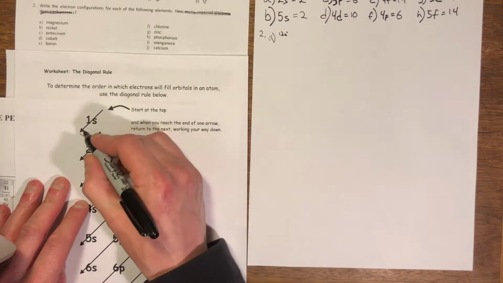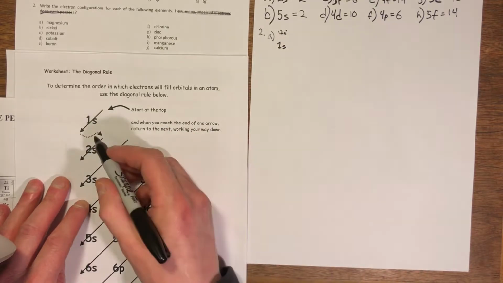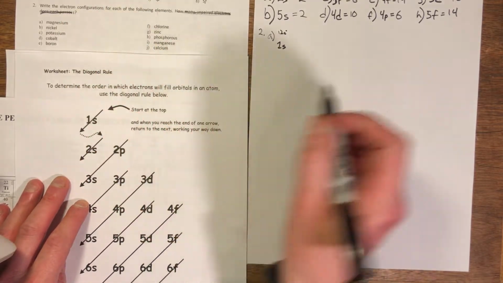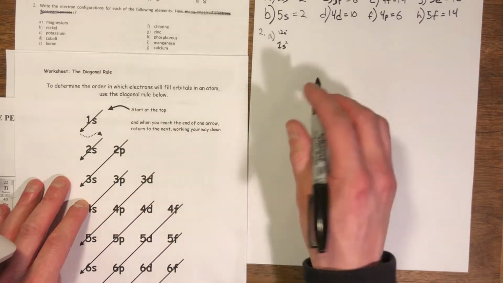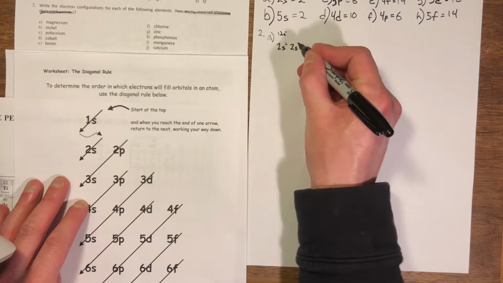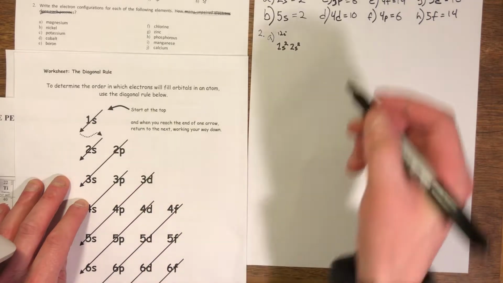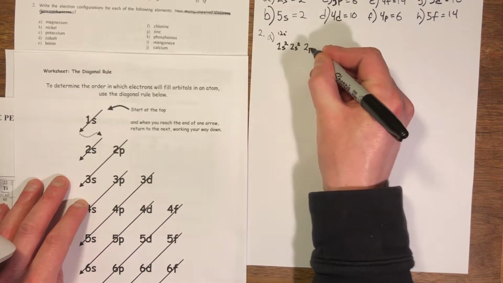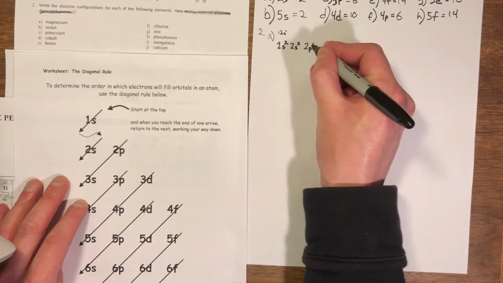So the first one is going to be 1s, and that one can hold 2 if you remember from our last section. So 1s2. Okay, next we have 2s, and we know that one holds 2, so fill that in. And then here, 2p. Remember the p holds 6, so we have 2p6.